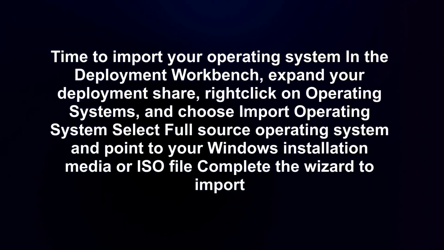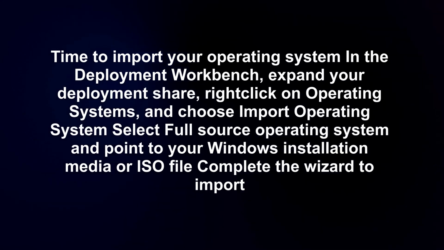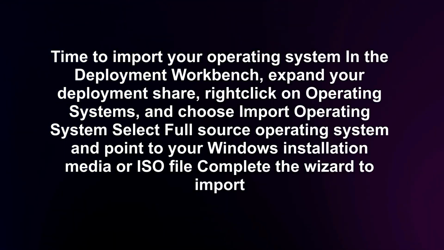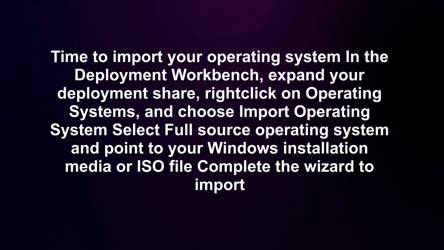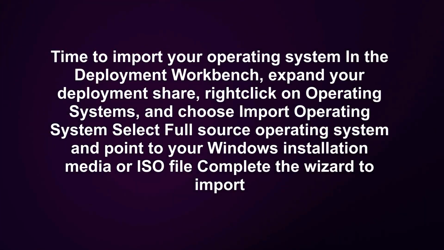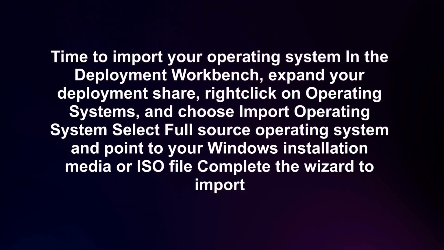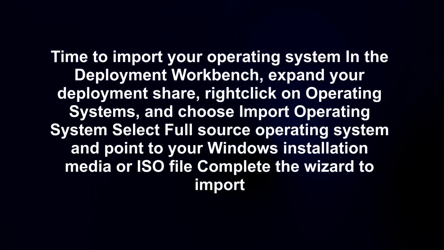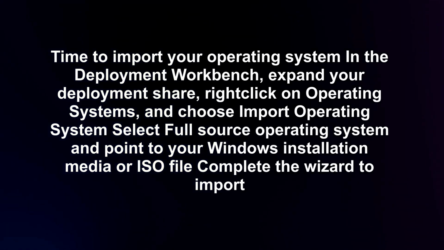Time to import your operating system in the Deployment Workbench. Expand your deployment share, right-click on Operating Systems, and choose Import Operating System. Select Full Source Operating System and point to your Windows Installation Media or ISO file. Complete the wizard to import.